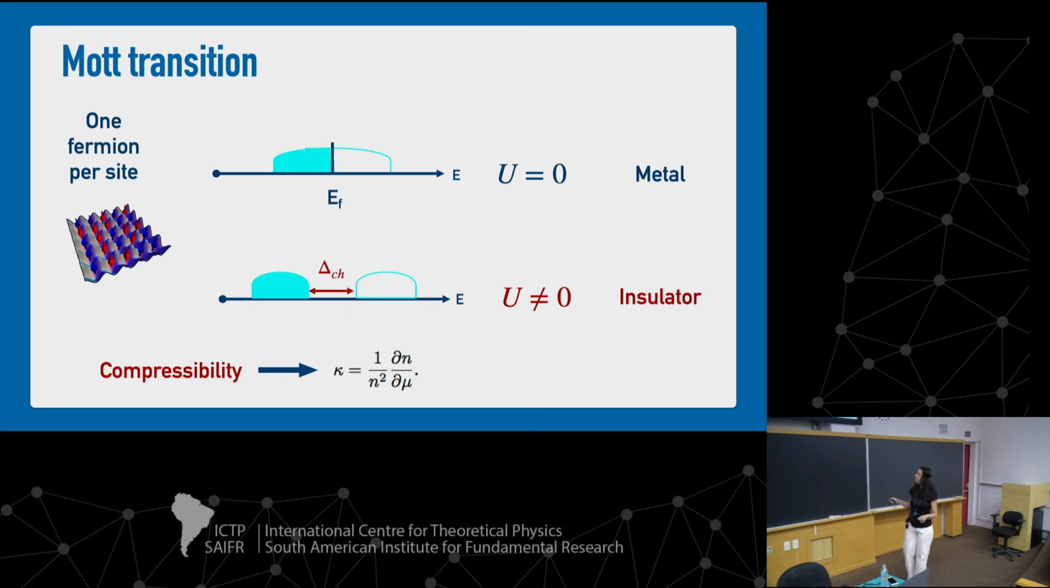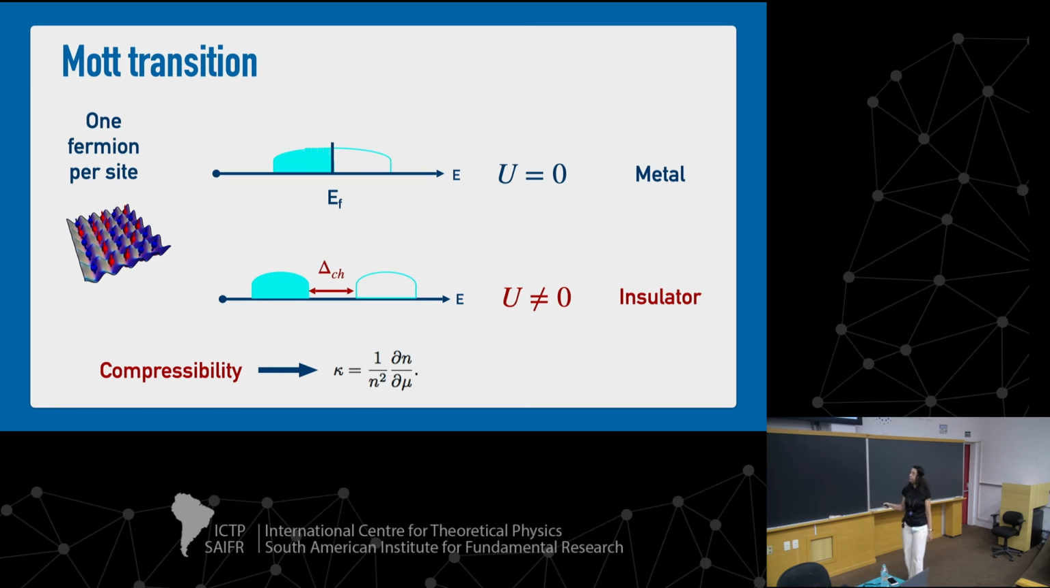When I turn the interactions on, what happens is this band splits in two, and I have here what we call a charge gap. This lower band is completely filled, and this upper band is completely empty. And if I want to promote a fermion from this band to the other one, I have to give this amount of energy that's proportional to the charge gap.